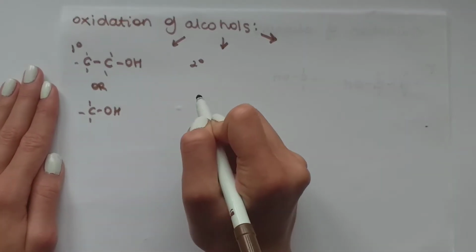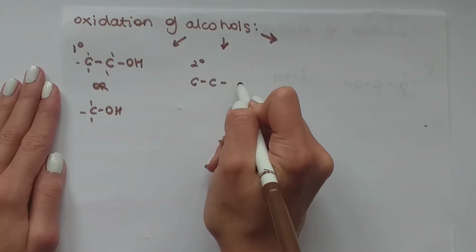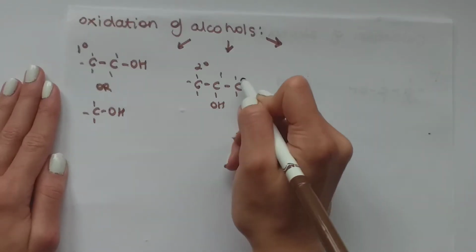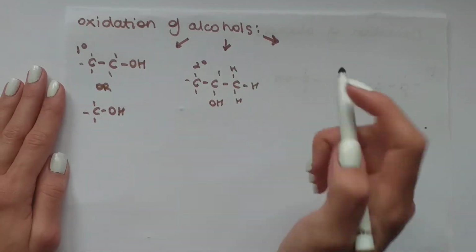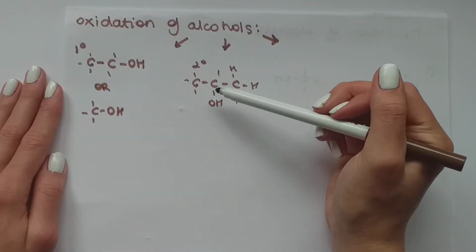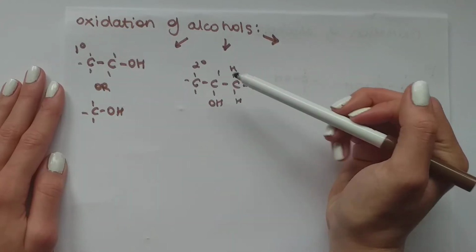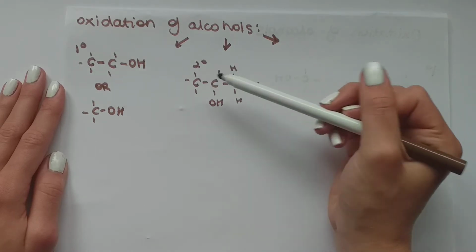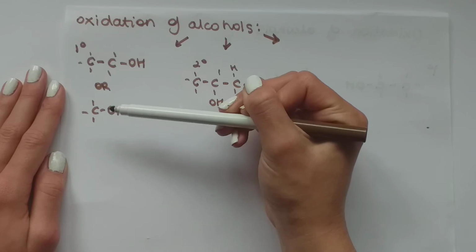Then we have a secondary alcohol. A secondary alcohol is an alcohol where the OH group is connected to a carbon which is bonded to two other carbons. As the name suggests, secondary is connected to two others, primary to one other or no other carbon.